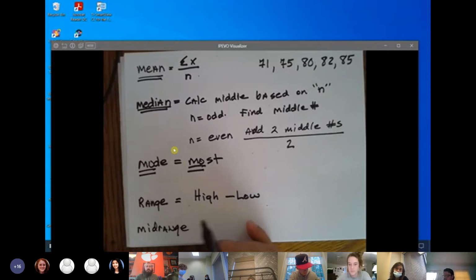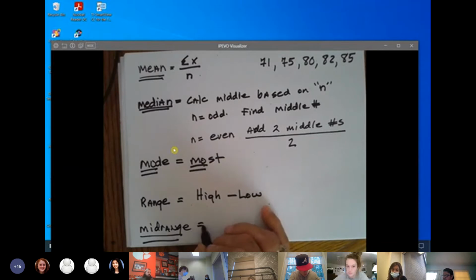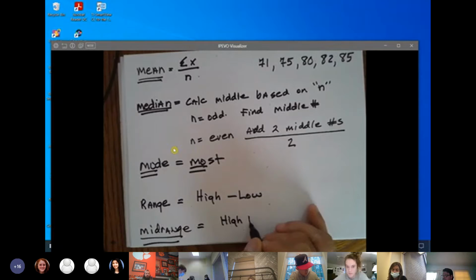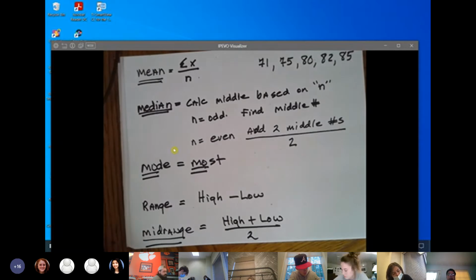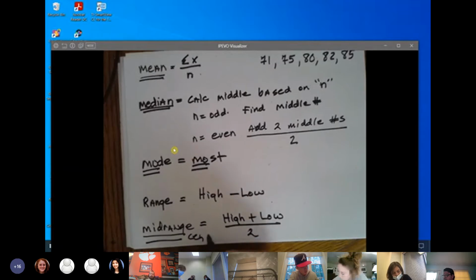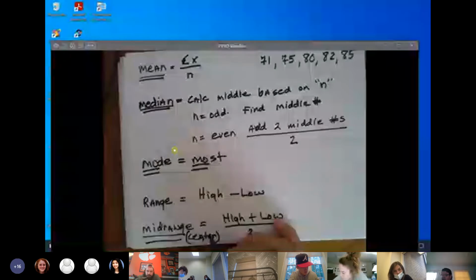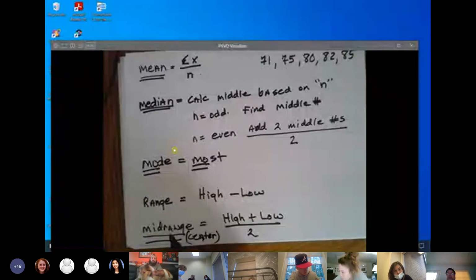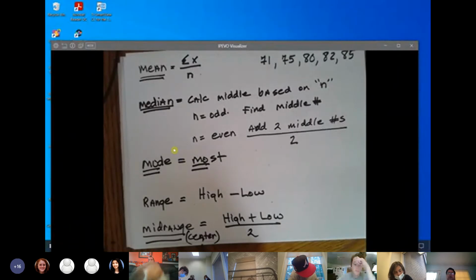Mid-range is going to be very important later on. That's equal to the highest plus the lowest divided by 2. Mid-range is another word for center. What's the difference in the mid-range center and the median center? The median is based off of the 2 middle numbers, or the middle of the middle numbers. The mid-range is based on the high and the low. So it's kind of like one's checking the other.